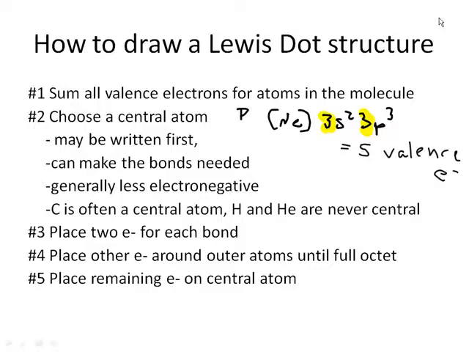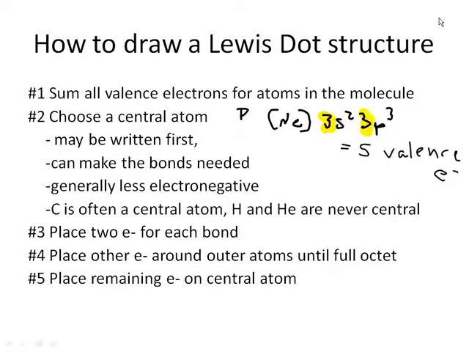Second, we're going to choose a central atom. It may be the atom that's written first in the formula. It definitely has to have the ability to make the bonds that are needed. It's generally less electronegative, and we'll talk about what electronegative means before the end of this lecture. Carbon, if it's a choice, is going to be your central atom. Hydrogen and helium are never central because they're only capable of making one bond.